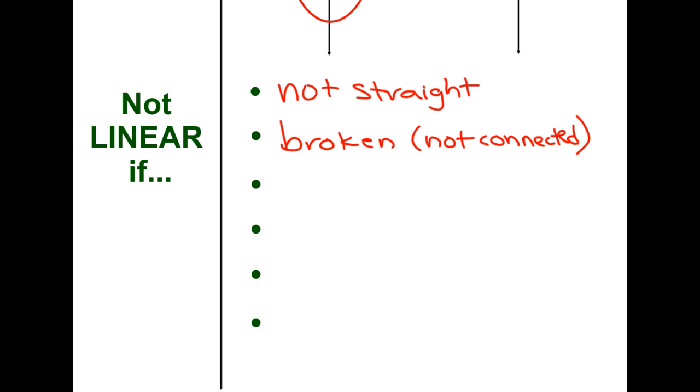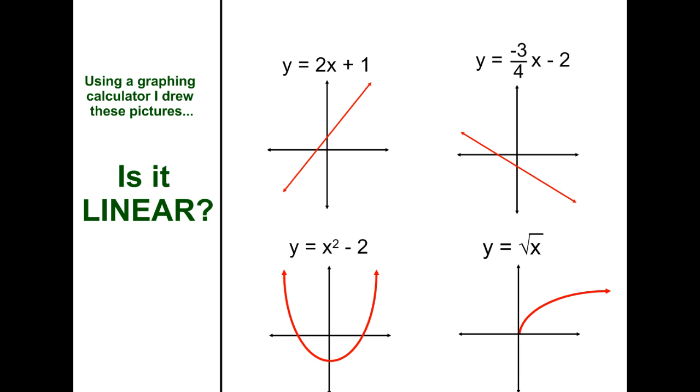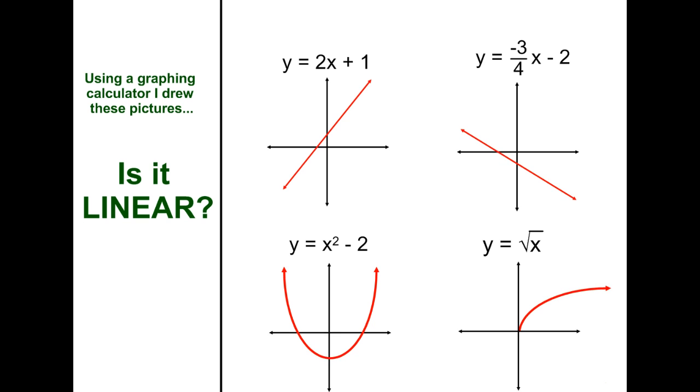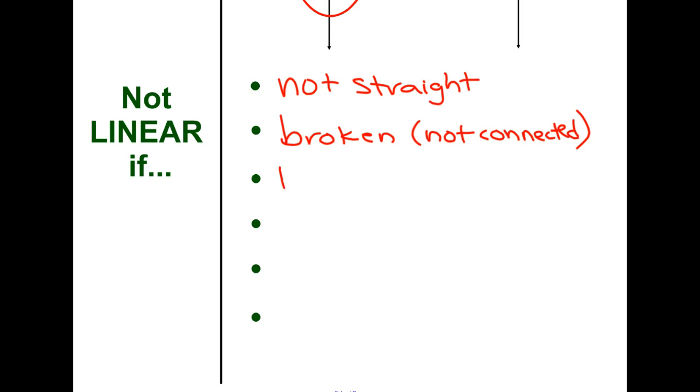If it's not connected and going on infinitely long, it is not a linear line. Another thing you could look at is the x values compared to the other ones. The x value is not raised to a power, and it doesn't have a radical around it. So it just has a regular x in the function.